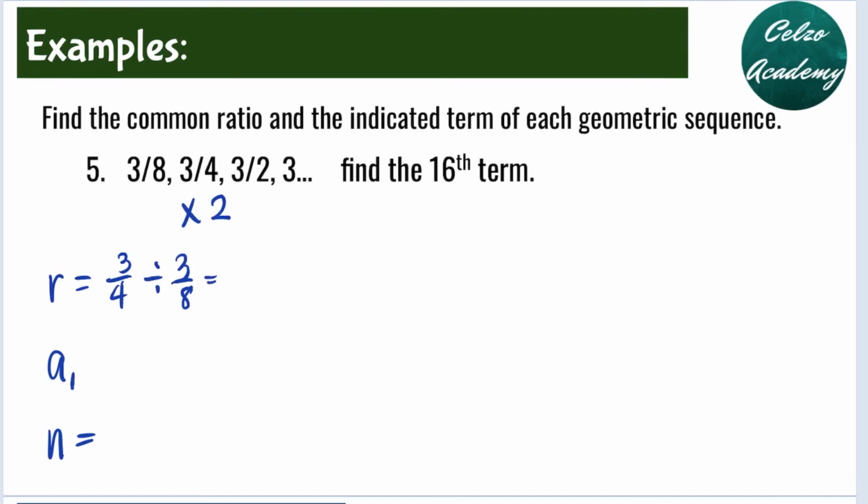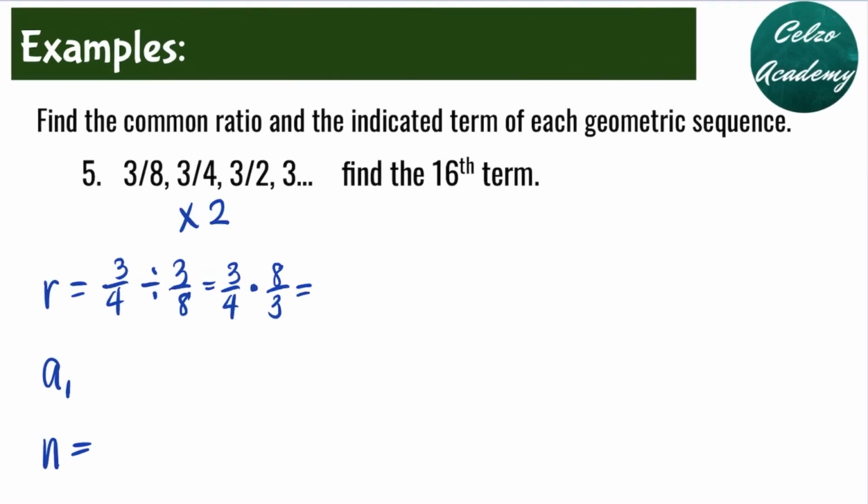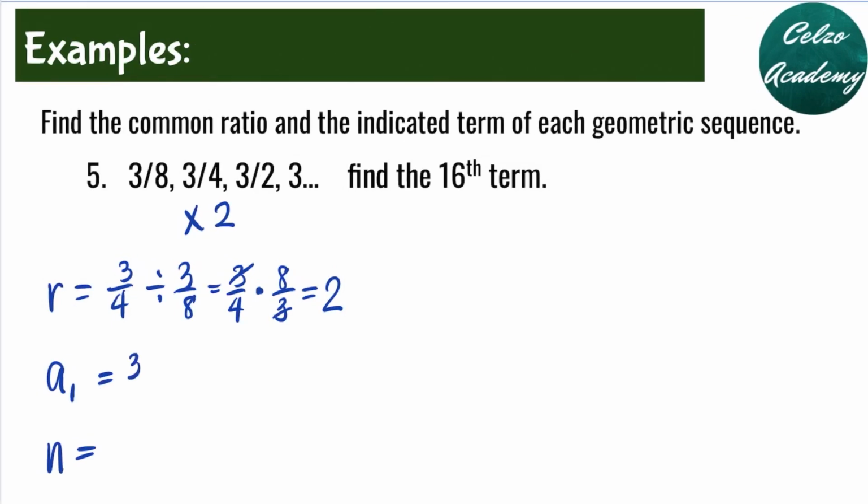So simplifying this, we will have keep, change, flip. We keep the 3/4. We change the division to times. We flip it. That's 8 over 3. Simplifying this, 3 divided by 3 is 1. 8 divided by 4 is 2. So the common ratio here is indeed 2. Our first term is 3/8. We were asked to find the 16th term. So our n value here is 16.